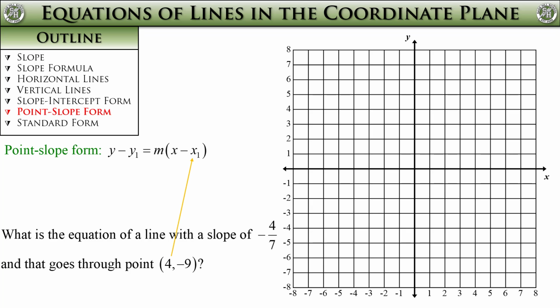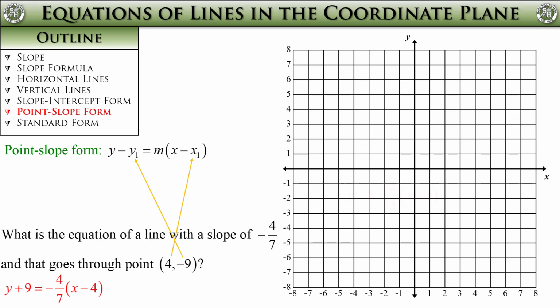The 4 needs to go in for x1, but with the minus sign there, we have to have x minus 4 there. The negative 9 needs to go in for the y1, but we flip that sign too, so we turn it into positive 9. Altogether, we end up with this equation. Make sure you realize how the information was plugged in to get that final answer. So that's one way to use point-slope form.